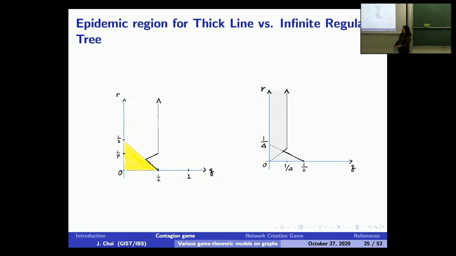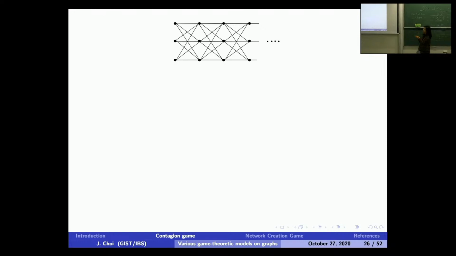And then we determined that this is the universal minimum. But still, it's not true that this is the maximum. We haven't found any proof for saying that, well, this is the maximum case. However, we can find not just this infinite thick line, but some variations of it having this huge epidemic region.